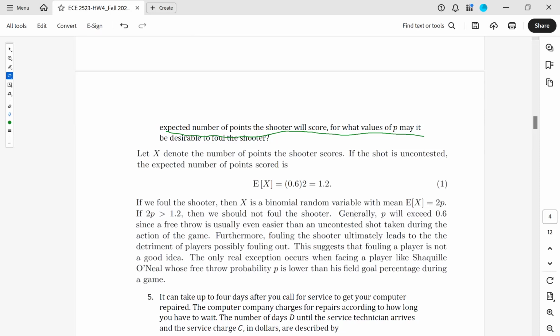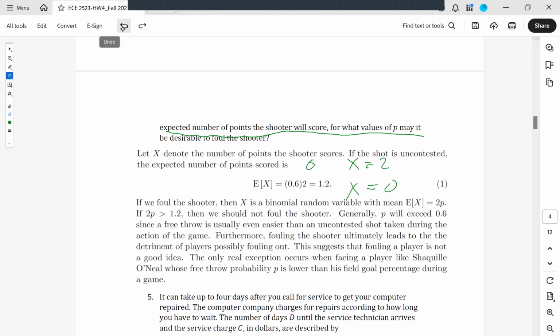Okay, so let me correct that. So in X, for that uncontested shot, either the player could get the ball into the basket, which means X equal to 2, or cannot get that. So we have two possible outcomes, which means X equal to 0. So the PMF of X equal to 2 is 0.6, and if not, it is going to be 0.4. So this is the PMF of that free shot that we have.